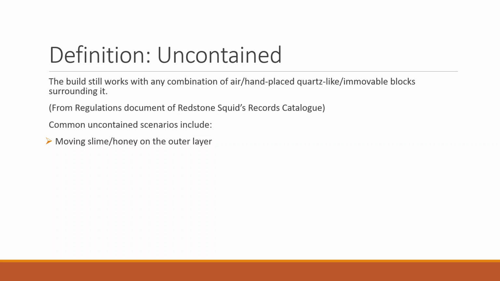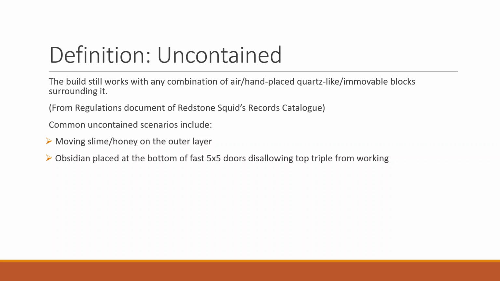I mean, it still works, but to be honest, it doesn't, because you can already see from the definition that in case you have immovable blocks, any combinations we are saying. So if you have one quartz block and one immovable block such that the slime cannot extend or retract, basically just cannot function, then it's uncontained. So you have to add an extra layer. So that's why the moving slime or honey on the outer layer will not be contained.